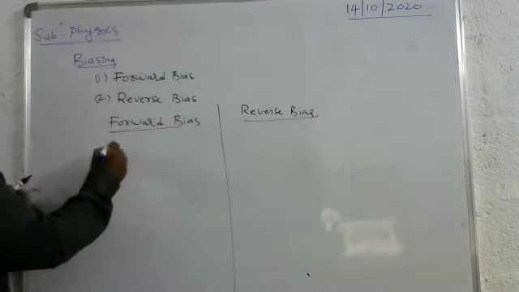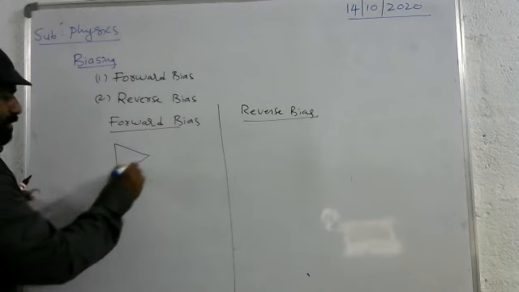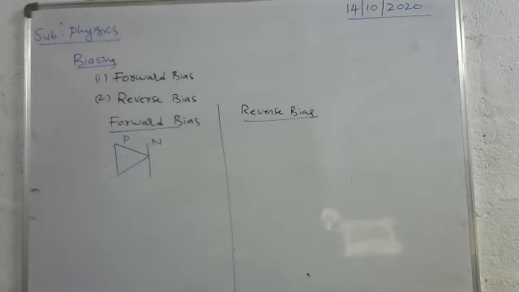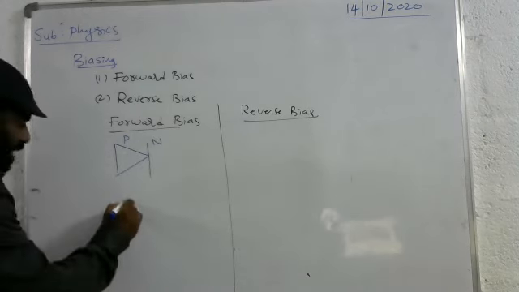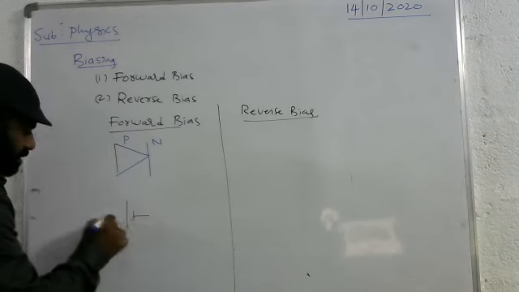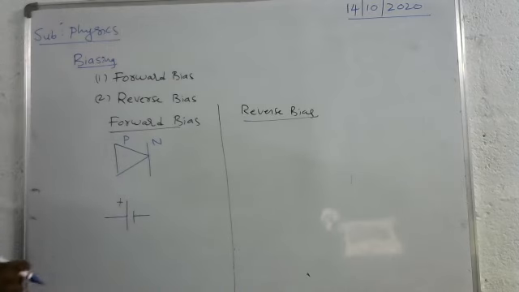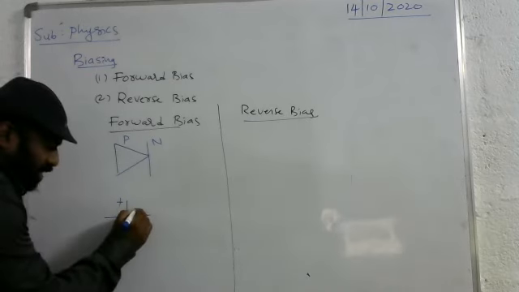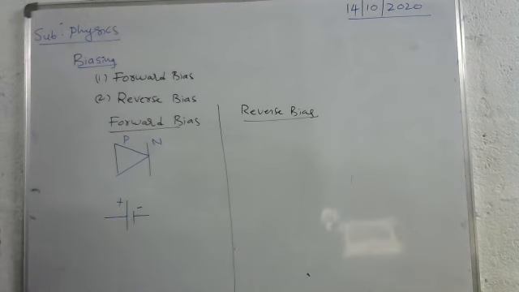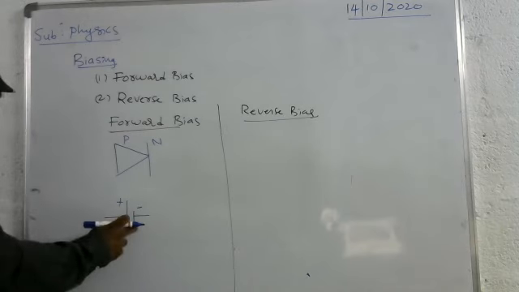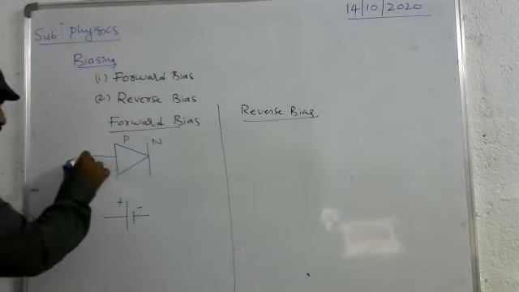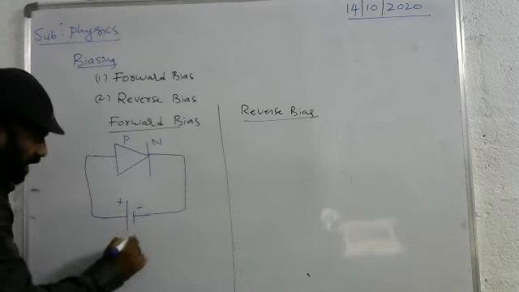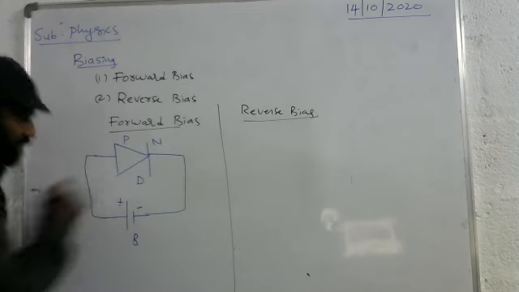Let us take a diode, which is P-type and this is N-type, as we know. And this is connected to the battery. The big line represents the positive terminal, which is known as high potential, and this smallest line represents the negative terminal, called low potential. So the battery is connected like this by using a connecting wire. Battery B and this is a diode D.